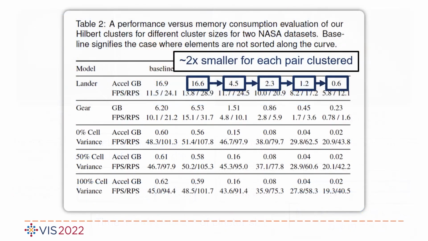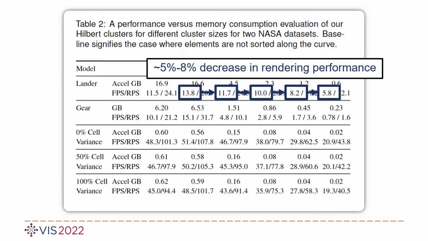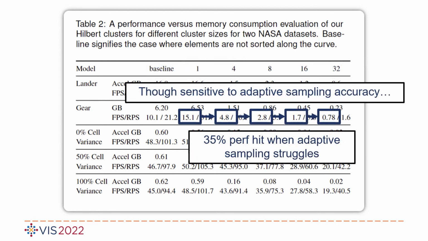With our evaluation, one thing that we studied was how effective our leaf clusters were at reducing memory consumption and how that affects performance. And in general, we see about a 2x drop in memory consumption as we double the number of elements in a leaf. Each time we do this, we also see about a 5 to 8% hit to performance. So your performance does go down as you merge more and more elements together, but that performance hit isn't actually that bad. These results are sensitive, though, to how effective your adaptive sampling is.